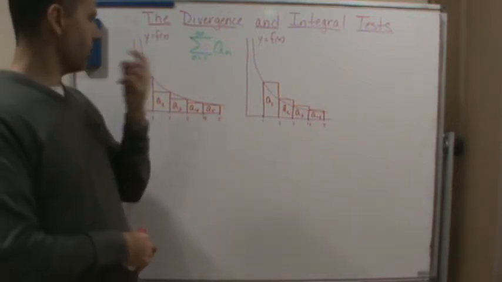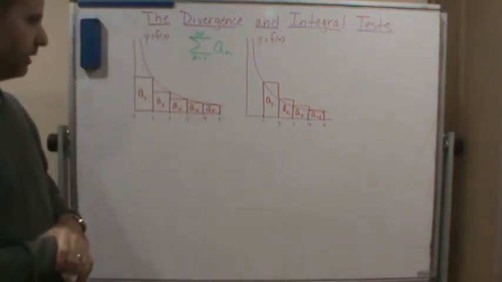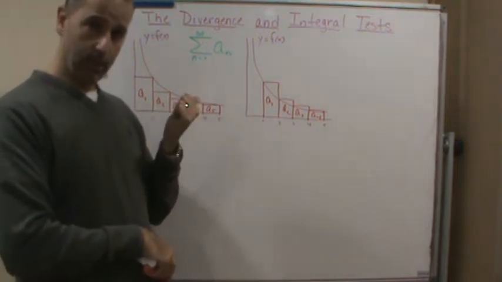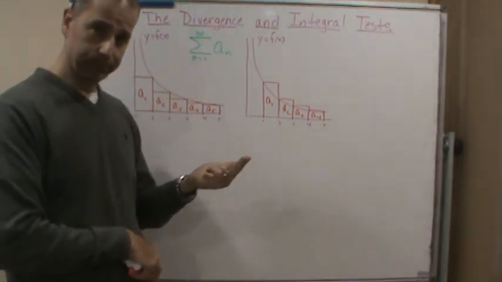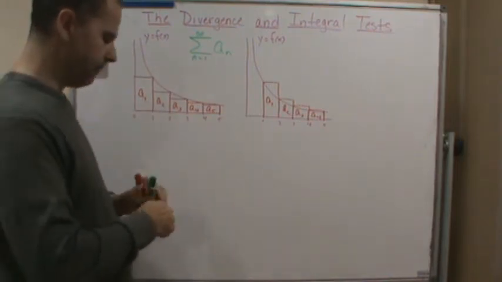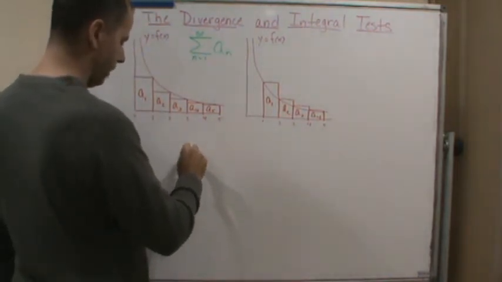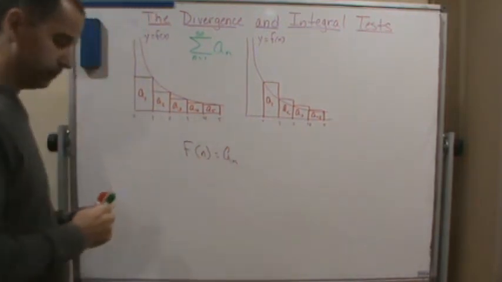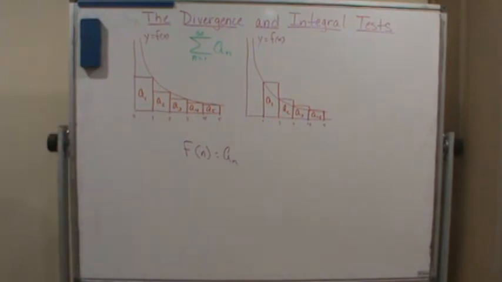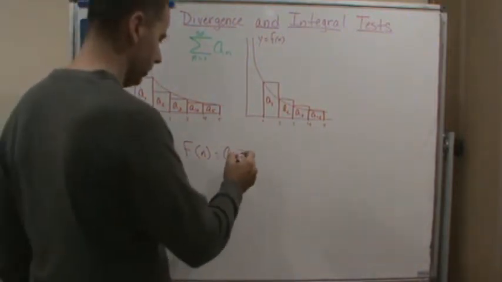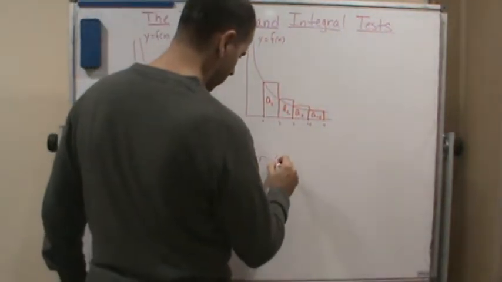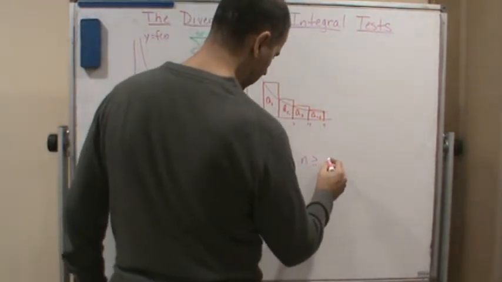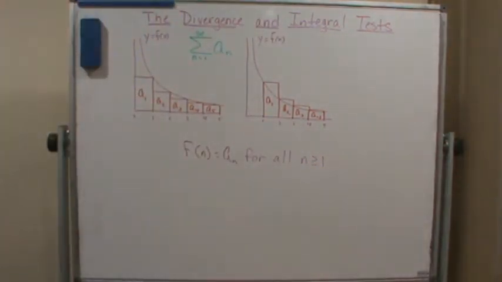And also, let's say there exists a function such that the function is continuous, positive, and decreasing, such that f of n equals a sub n for all positive integers n, so for all n greater than or equal to 1. Okay? So let's say that's true.